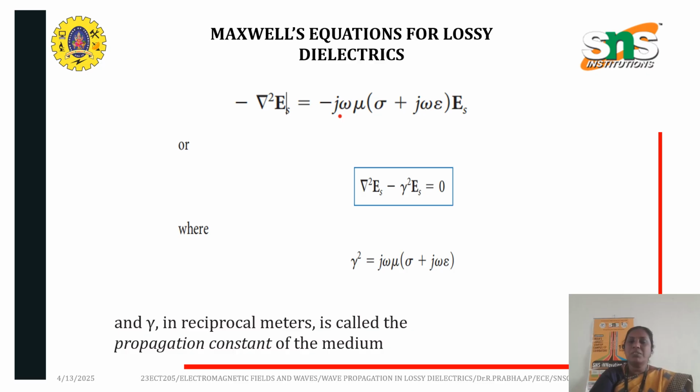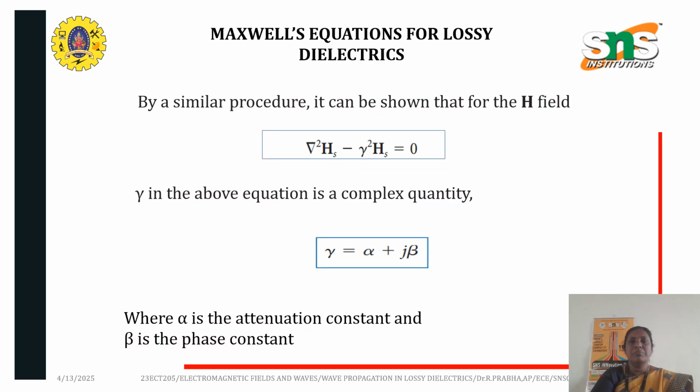Here gamma squared is nothing but the propagation constant squared, and it is equal to j omega mu into sigma plus j omega epsilon. Here mu is the permeability, omega is the angular frequency, sigma is the conductivity, and epsilon is the permittivity. Gamma is measured in reciprocal meters, and it is the propagation constant of the medium. In a similar procedure, for the magnetic field we can find del squared Hs minus gamma squared Hs equal to 0.